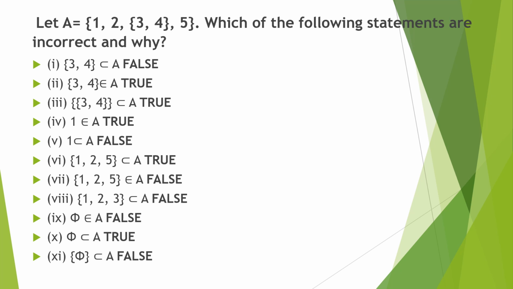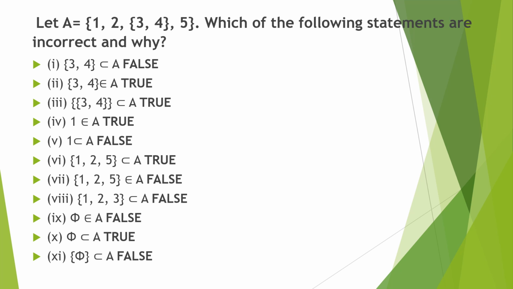Next question. Let A be the set of elements 1, 2, 3, {3, 4}, 5. Which of the following statements are incorrect and why? Now just remember, here the set A consists of 5 elements: 1, 2, 3, {3, 4} is considered as an element, and 5. First thing is {3, 4} is a subset of A. As I told you, an element is never a subset, an element belongs to. So first statement is false, but the second statement is true. {3, 4} is an element which belongs to set A.